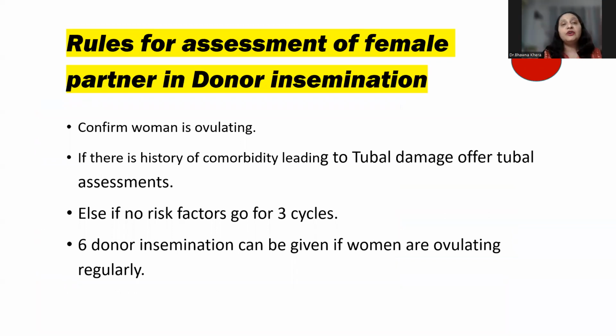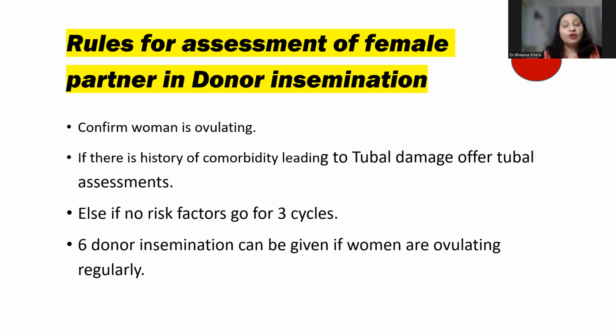Now, what are the rules for assessment of the female partner in donor insemination? How will you assess that the female partner is okay for donor insemination? You have to confirm that the woman is ovulating. How do you confirm that? By looking at mid-luteal phase progesterone. If there is a history of comorbidity leading to tubal damage, then you will offer her tubal assessment.